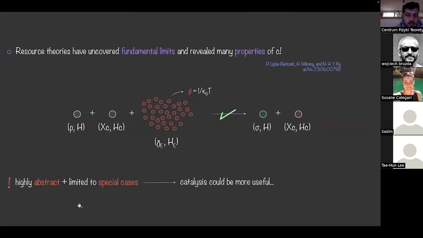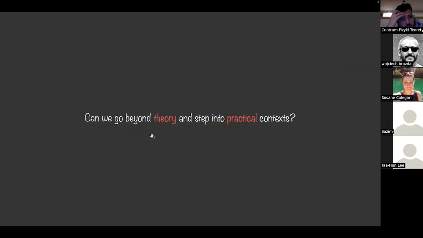Well, the drawback is that this framework, especially this catalytic transformation framework, is highly abstract and it's limited to special cases. For example, we saw a few slides ago that we always restrict to energy in coherent state. So I could retranslate this statement to: can we go beyond theory and step into a practical context, in the sense of, can I take this very nice idea of resource theory, when it is dealing with catalytic transformation, translate it within a physical model and do something nice beyond illustrating this phenomenon?